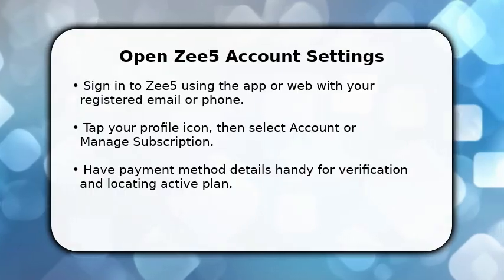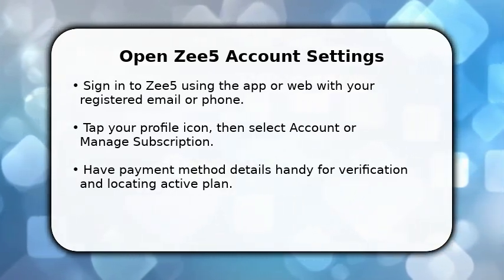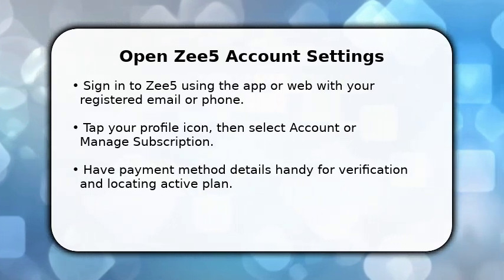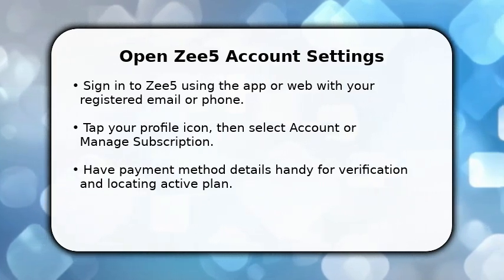You start by signing in to Zee5 on the app or website using your registered email or phone. Once logged in, tap your profile icon and open account or manage subscription immediately. This is where billing controls live.